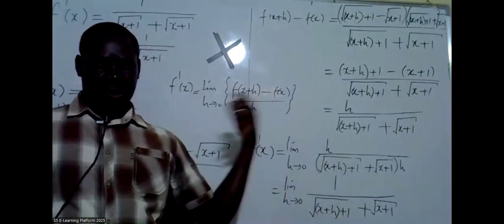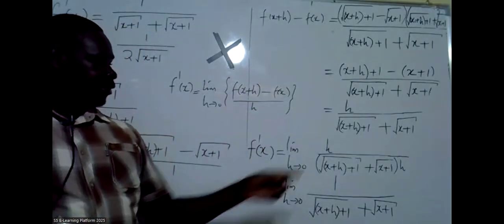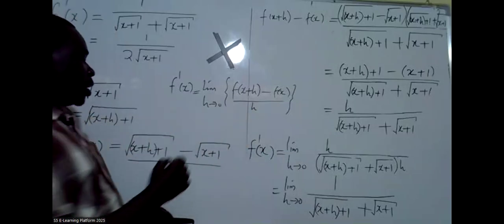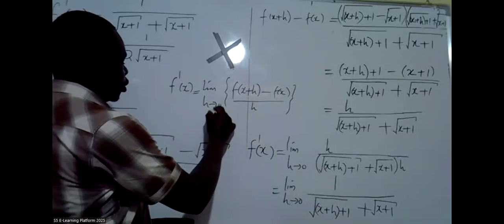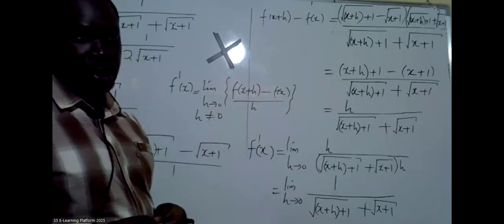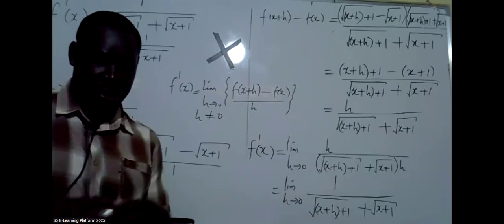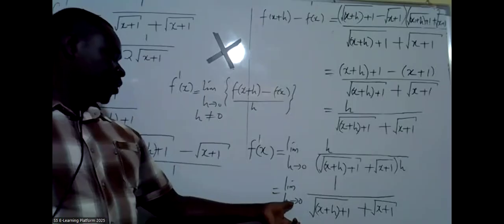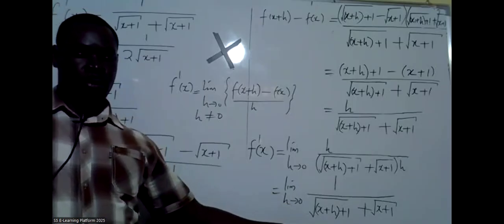Now that h has cancelled, the essence of us simplifying and doing it that way is to make sure that this h cancels, because we said that h shouldn't be equal to 0, because if it is 0, the expression will become meaningless. Now, for us to compute the limit, that is when we utilize h equals 0.